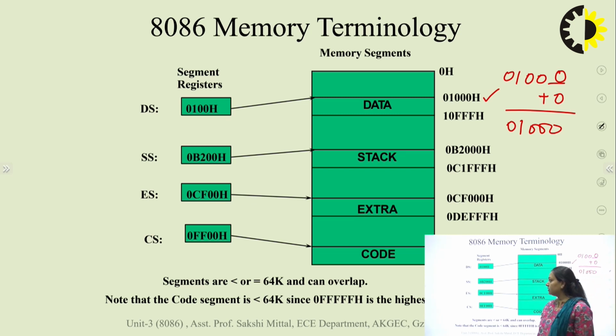In the same way, if you have B200 in this register, then by shifting it you get B2000 as the base address for your stack segment, extra segment, and code segment. Now, up to where can you have this segment? The maximum is 16-bit, so you can get up to 64 KB. So the range of addresses, from the lower address to the higher address, is 64 KB.